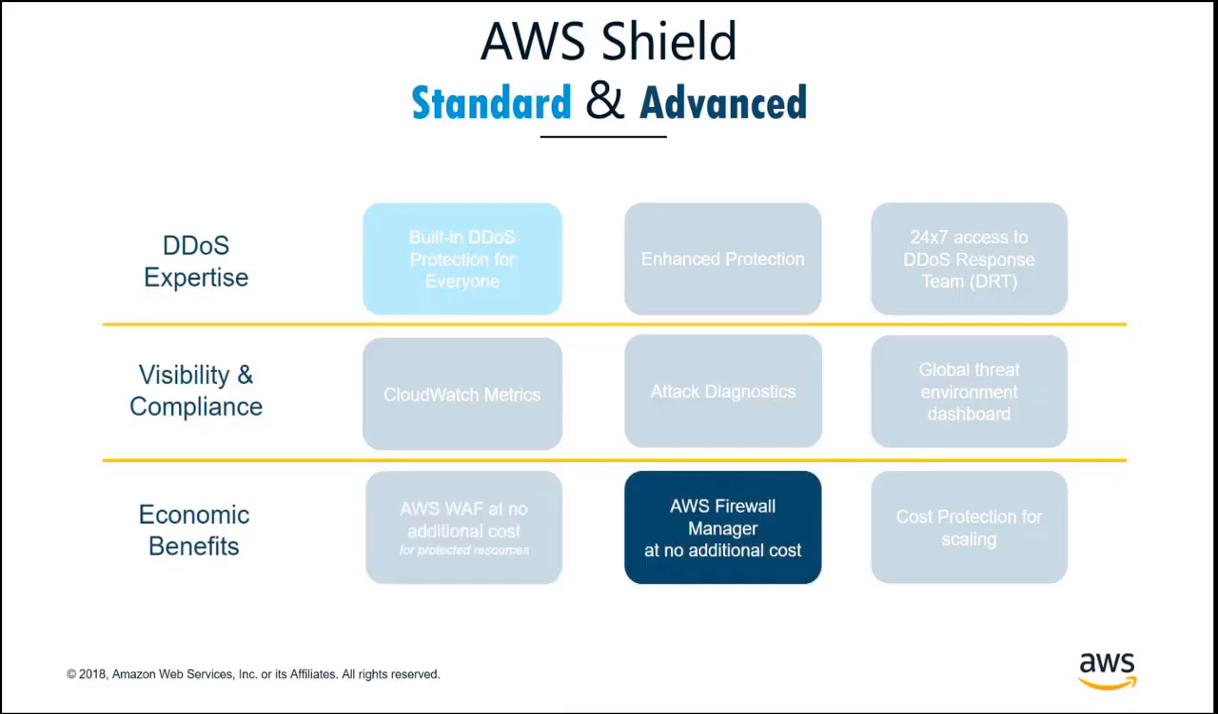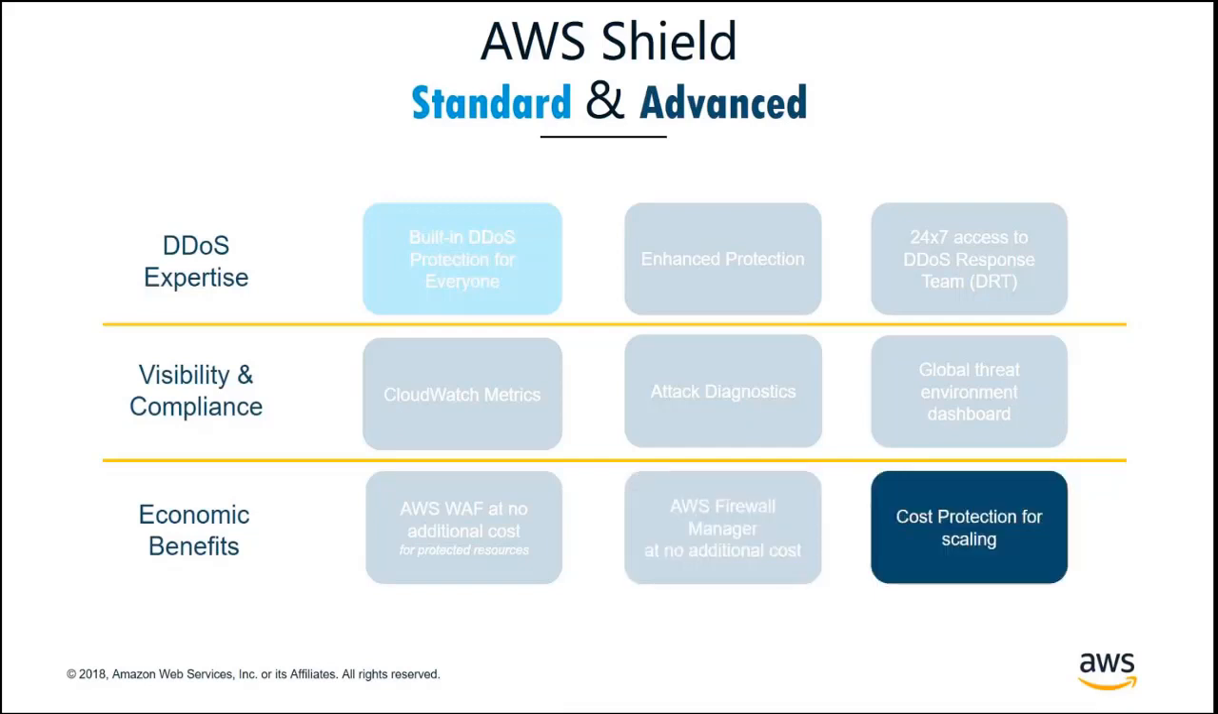Also, AWS Firewall Manager, which is a new service, is included at no additional cost. And you get what's called cost protection for scaling. So what this means is when you get a scaling event as a result of a DDoS attack, you're eligible for credits to compensate you for that event. That could be an auto-scaling group, that could be DNS queries, that could be CloudFront traffic, whichever. We don't feel that our customers should have to pay for an attack this way, that your invoice isn't an attack vector.